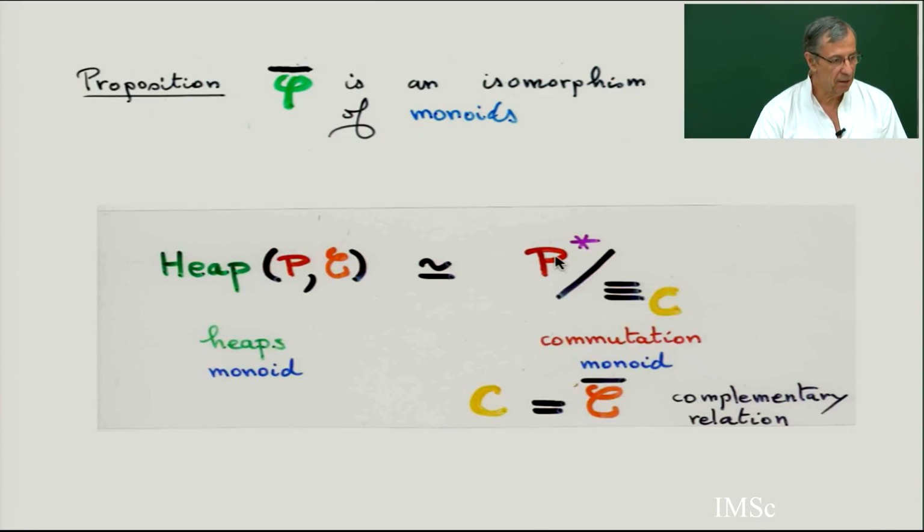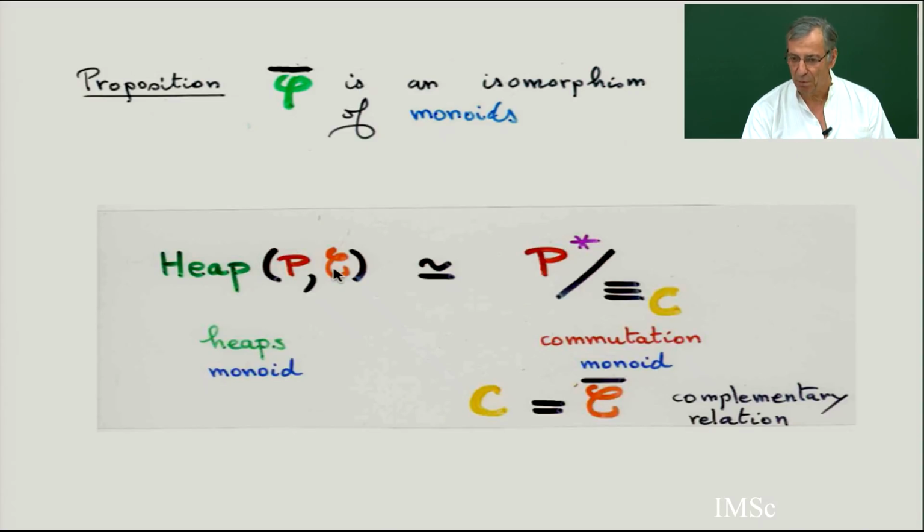The alphabet of this monoid is the basic pieces. Here is the basic piece. And the relation between the two binary relations is that this relation C is a complementary of the dependency relation. So we finished by claiming this last time.